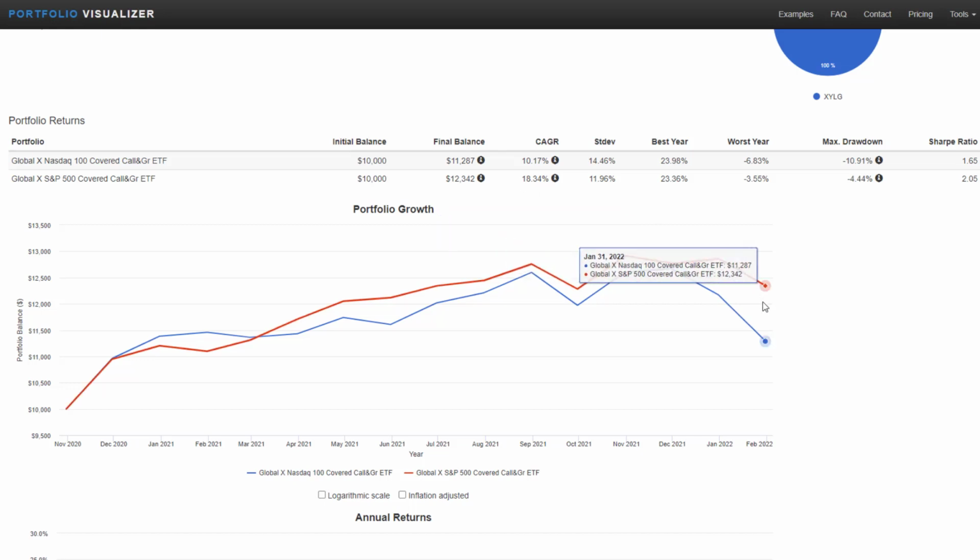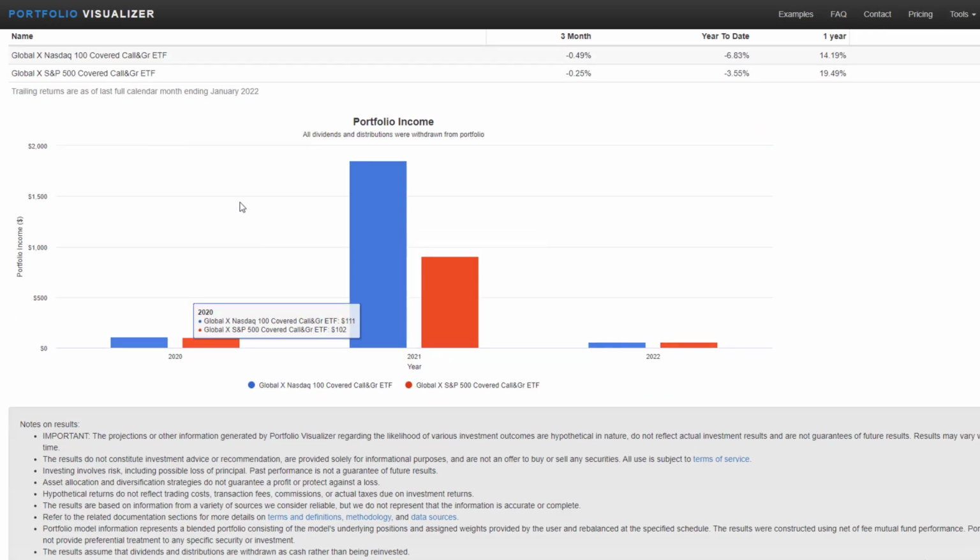So after about 17 months, XYLG would have outperformed QYLG without dividends reinvested. We come down to the income, and it is very similar as it was with dividends reinvested.